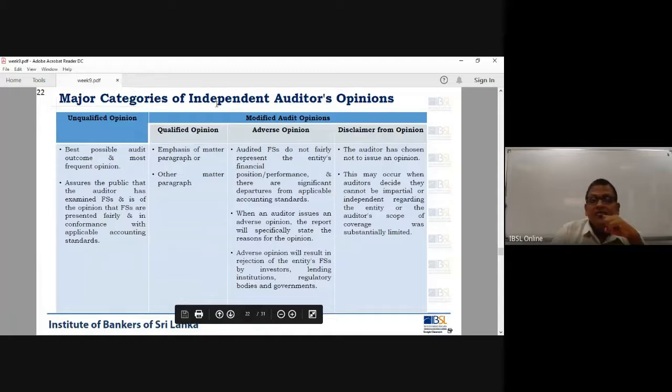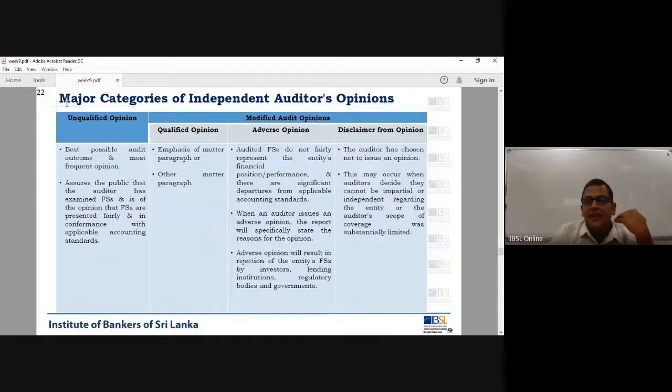And now the major categories of the independent auditor's opinion. The major mandate of external auditors is checking the books and giving audit opinions. And the audit opinion has a format; they can't give an opinion like whatever they want. There is a set of formats, and there are certain opinions only that they can give. Mainly we can segregate the audit opinion into two. The first is the unqualified opinion. The other is the modified audit opinion.